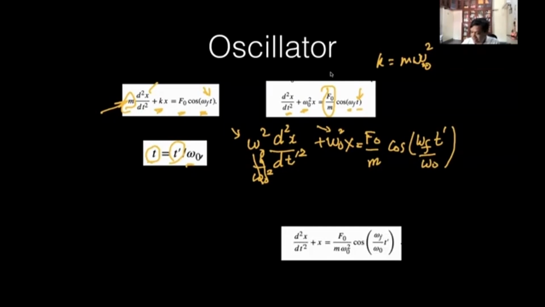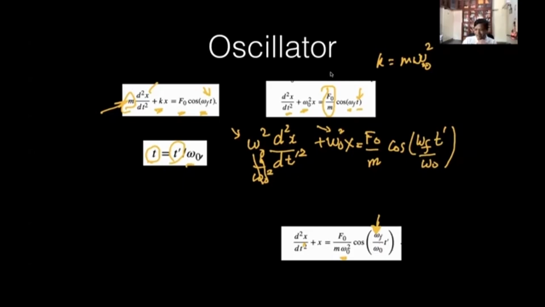So d square x by dt prime square, there is a prime sitting here which is not very clearly visible, plus x. Omega naught square from the left has come here, and cos omega f by omega naught t prime. Remember, omega f by omega naught is a non-dimensional number. Cos, sine, exponential, Bessel function, all of them take a non-dimensional number. I cannot say cos of 1 second. Cos of 1, and that 1 is not second or meter or anything. So t prime is non-dimensional, and omega f by omega naught is non-dimensional.